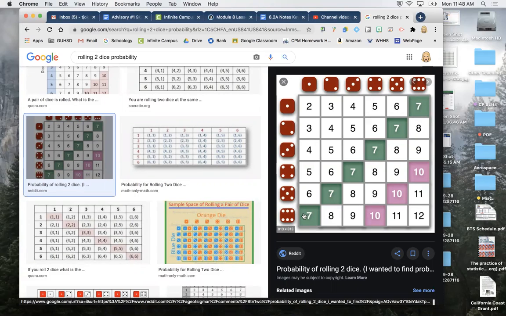Okay, so you have 6 different ways, which happens the most frequent, 6 out of 36 or 1 in 6 chance of getting a 7, of rolling a 7. And that one is your most likely.